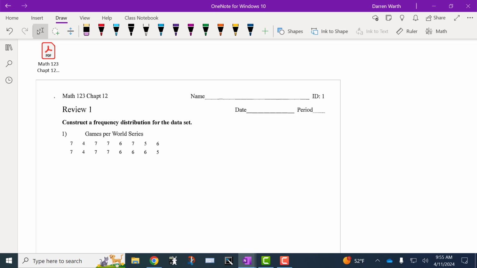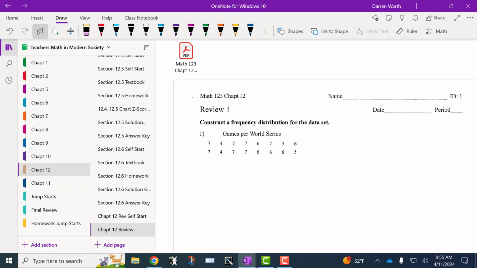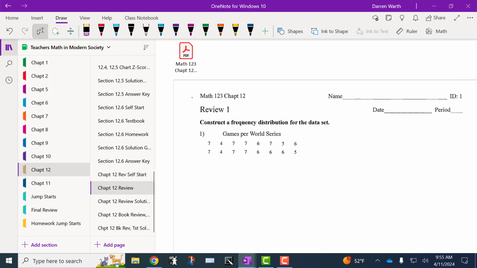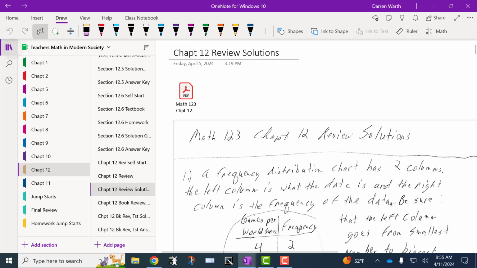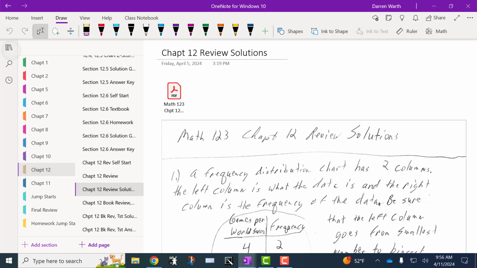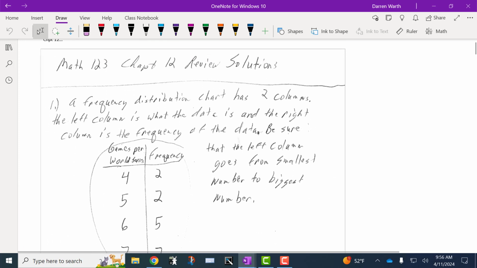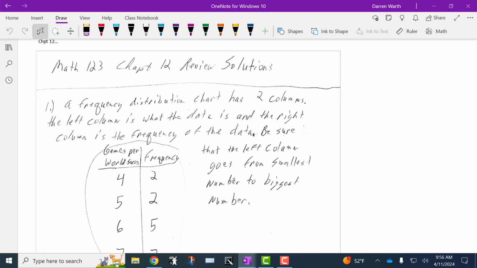So as you look at your solution guide right here, you're going to notice that it just reminds you of what a frequency distribution chart looks like. It says a frequency distribution chart has two columns. The left column is what the data is, and the right column is the frequency of the data. Be sure that the left column goes from the smallest number to the biggest number.